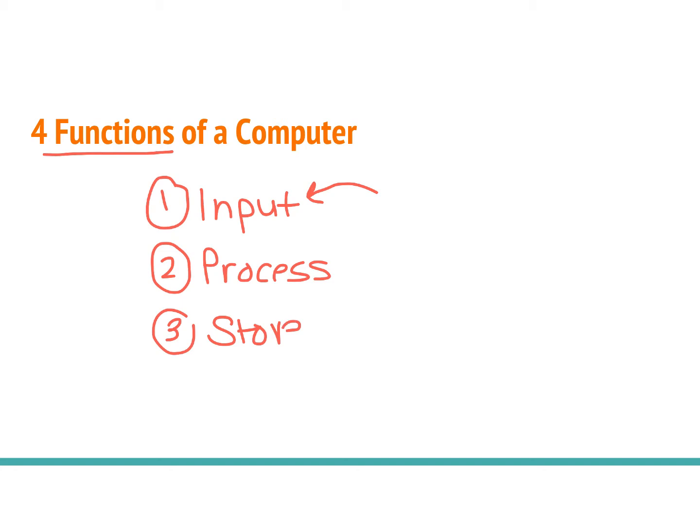So it takes information in, it can process that information, it can store that information for use later, and then it can output information as well and send it back out to the users. We're going to go through these 4 in a little bit more detail, but it can input, process, store, and output.